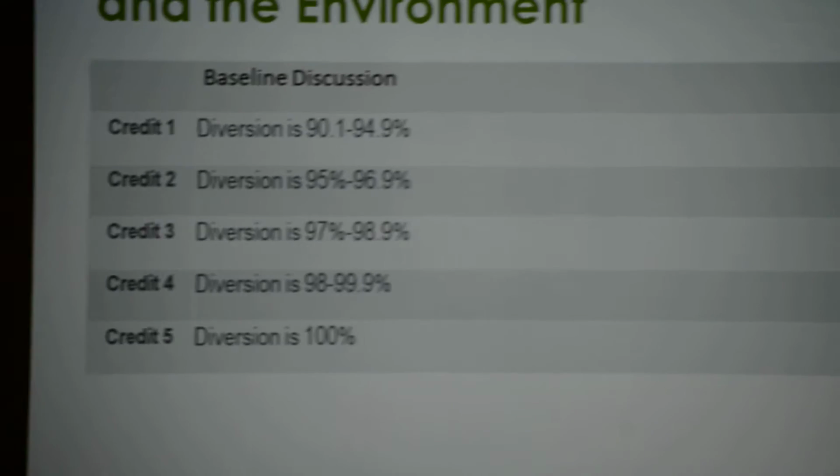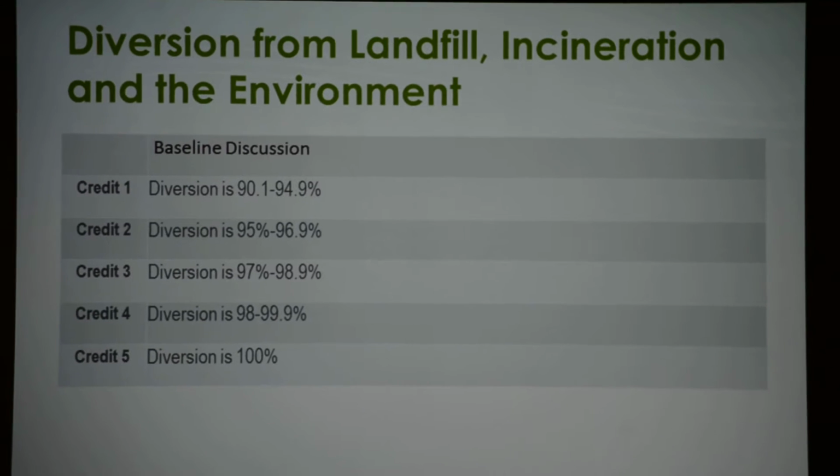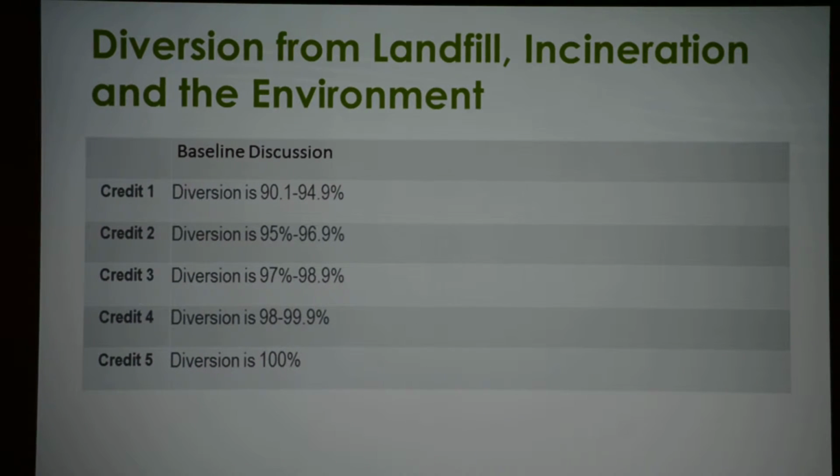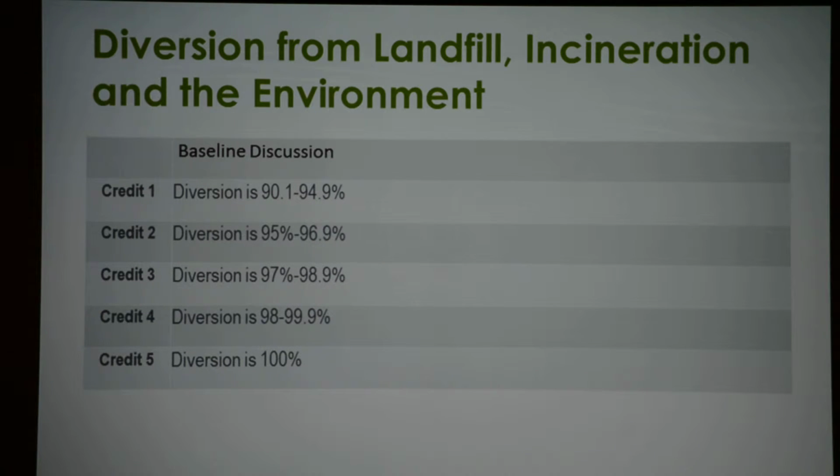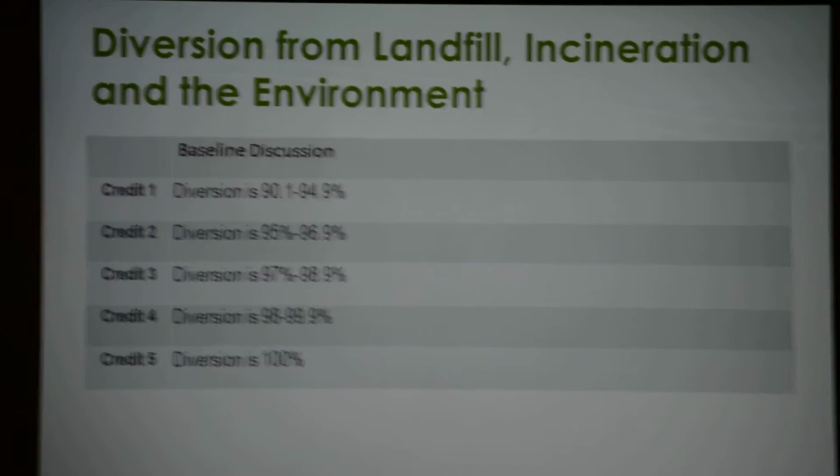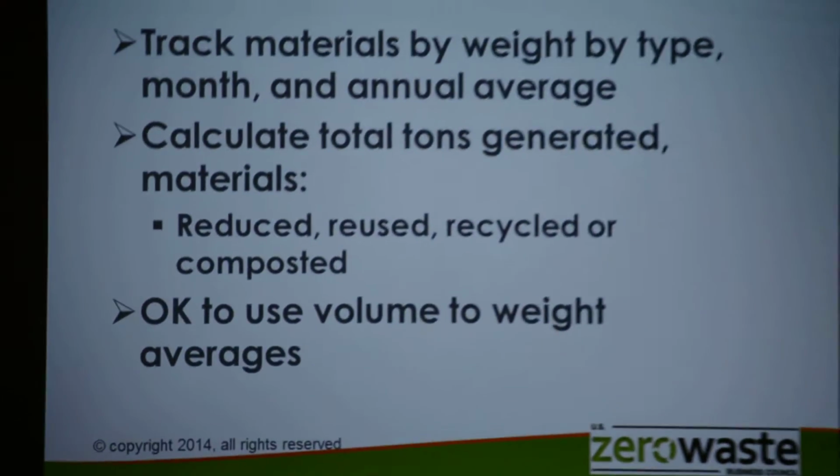Unlike some things, the last percentage or two is not necessarily as hard as it is in wastewater treatment or air pollution control, but it's still harder than getting to 90%. So you'll see that the first credit is 90 to essentially 95%, and then each one above that is an incremental piece that's a little bit harder to get to. But a total of 5 credits could be gotten from the diversion. It's tracking materials by weight and type and month and annual average. Sue went over all this.